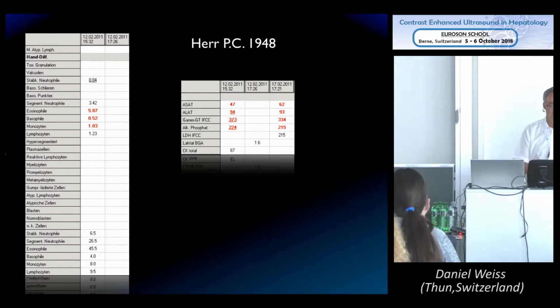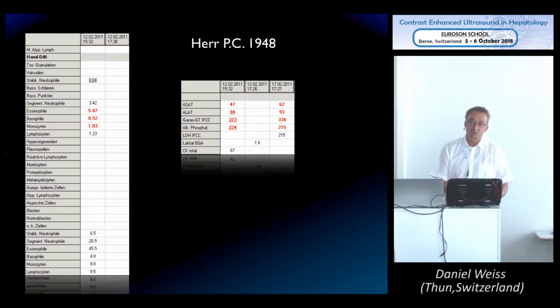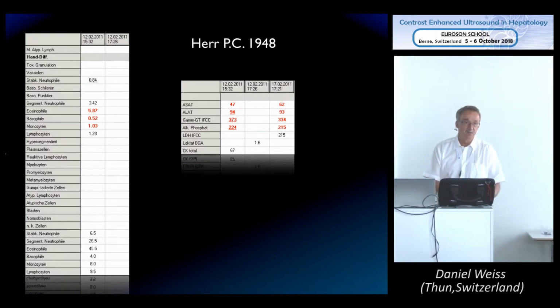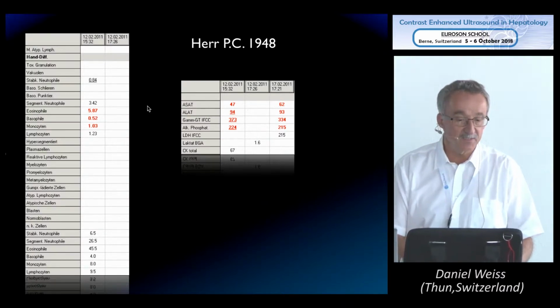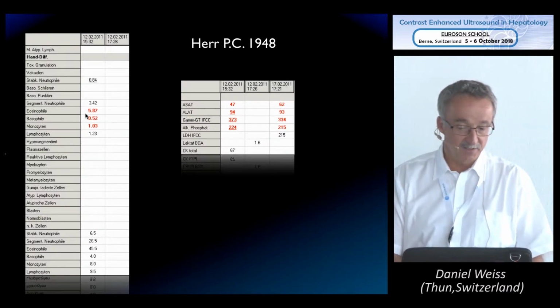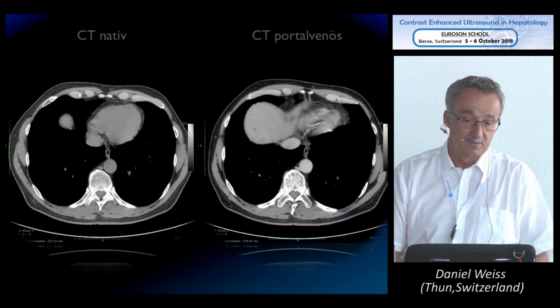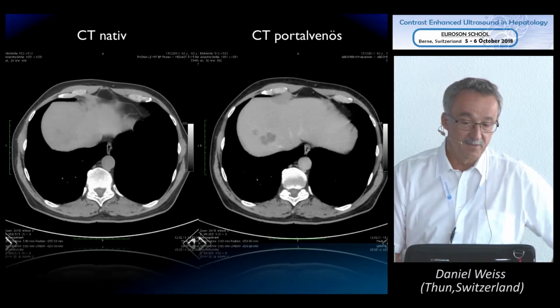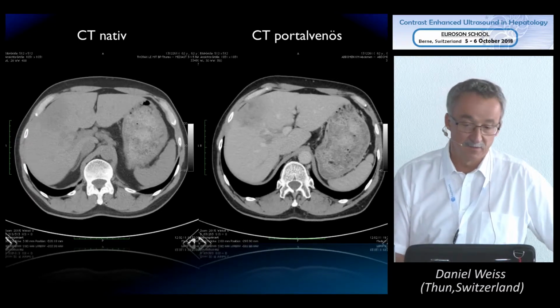A drugstore owner with abdominal pain in the right upper quadrant. He has elevated liver enzymes. He has eosinophilia. And he has a CT scan, and this looks not so good.